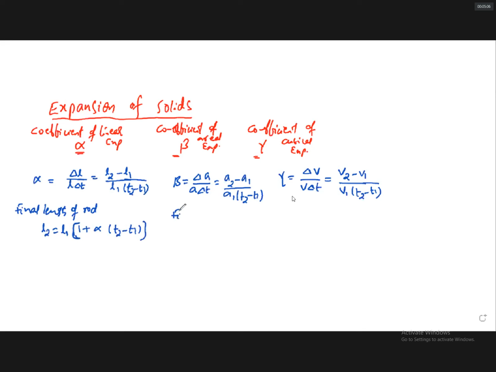The final area of the object, meaning the area at T2 degrees Celsius, equals initial area into 1 plus beta into T2 minus T1. And the final volume of the object we write as V2 equals V1 into 1 plus gamma into T2 minus T1.